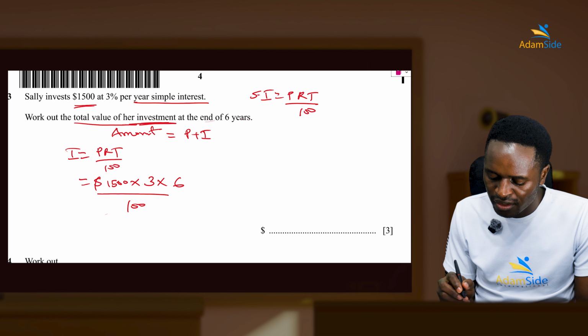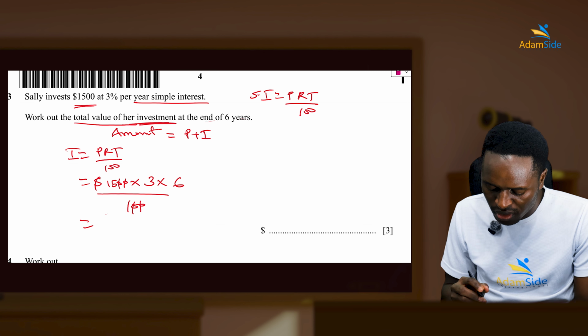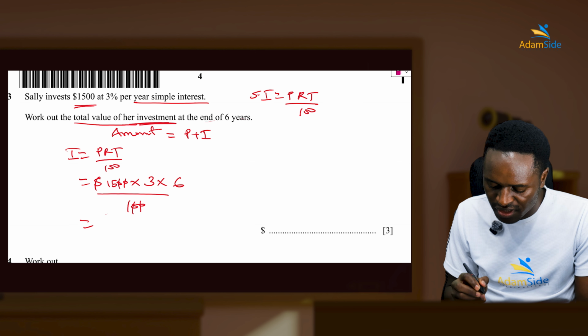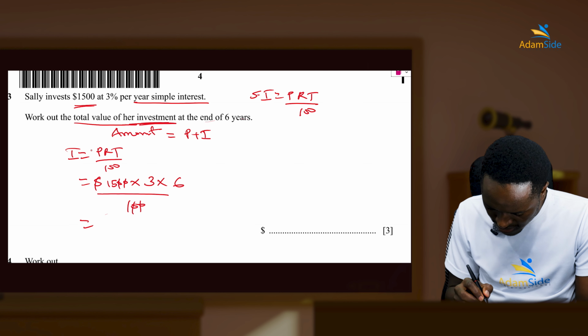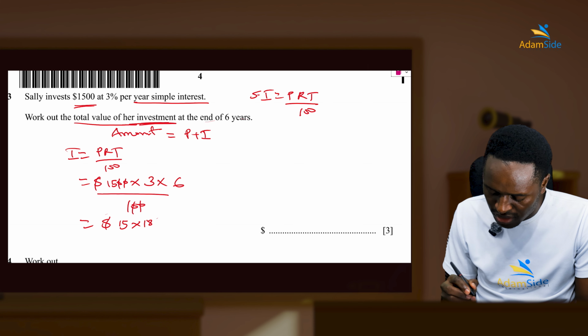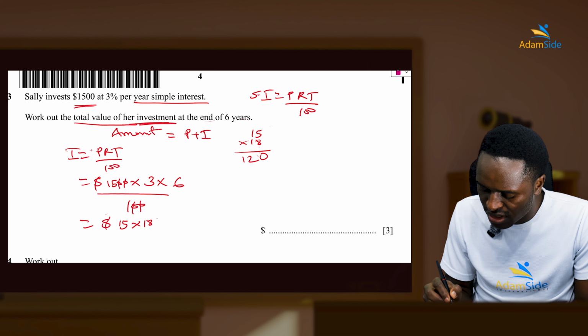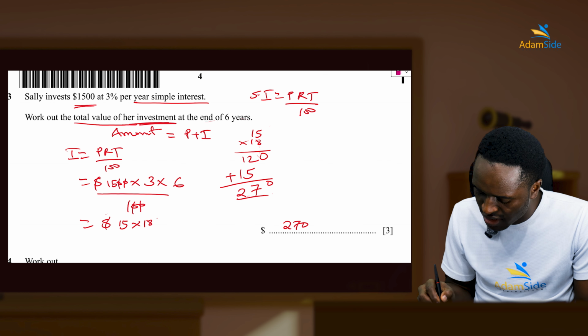Correct. Then we calculate that. You cancel the zeros: 1,500 divided by 100, you get 15. So 15 times 3 times 6, so we have 15 times 18. What's 15 times 18? 8 times 5 is 40, then this is 120, and you end up getting 270.